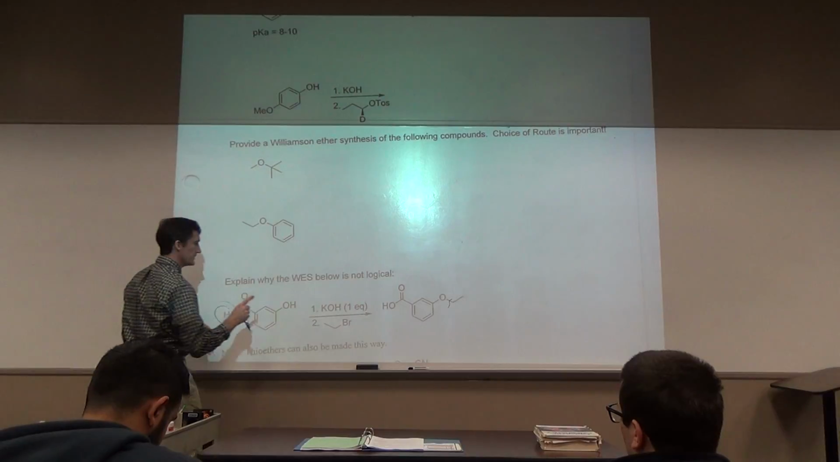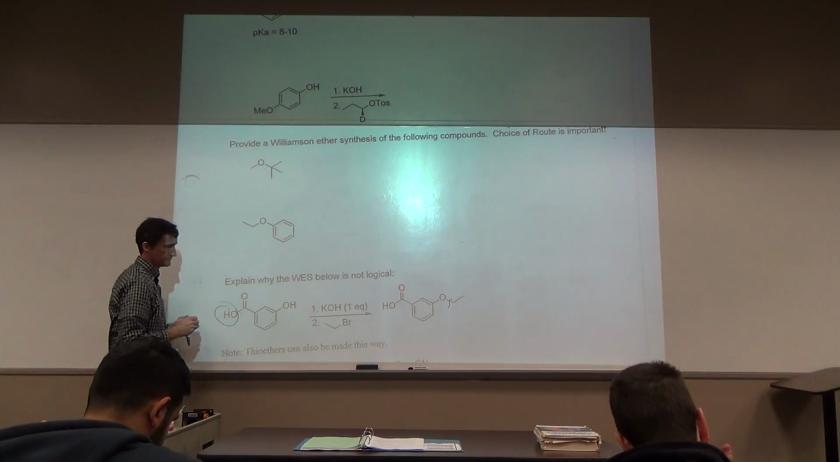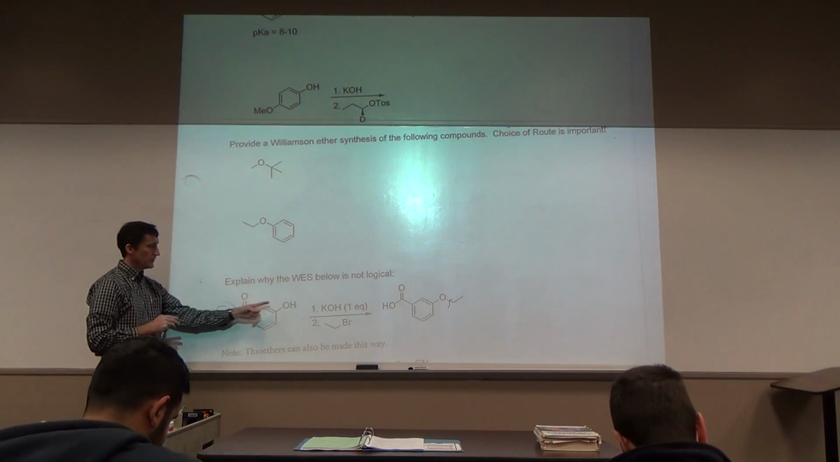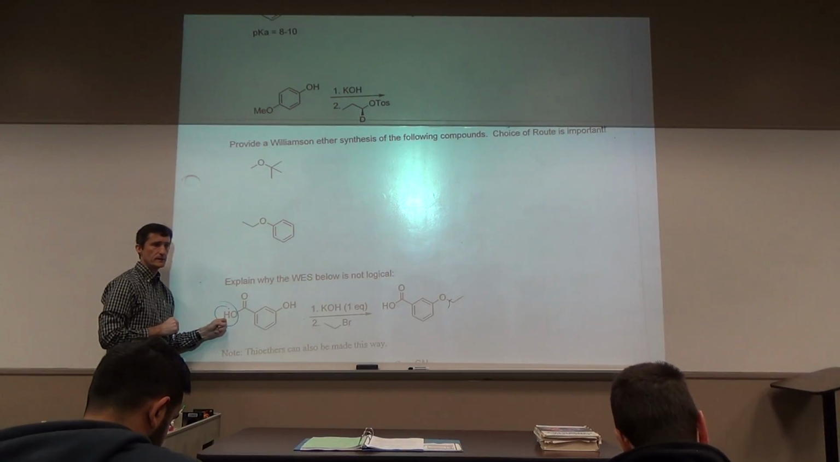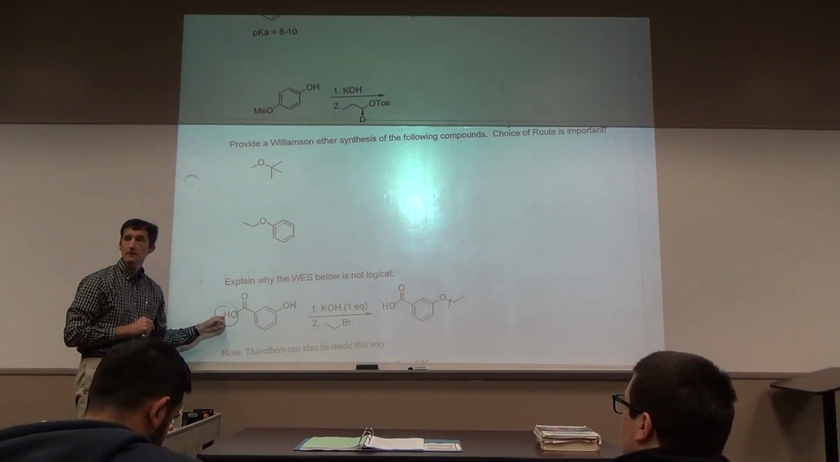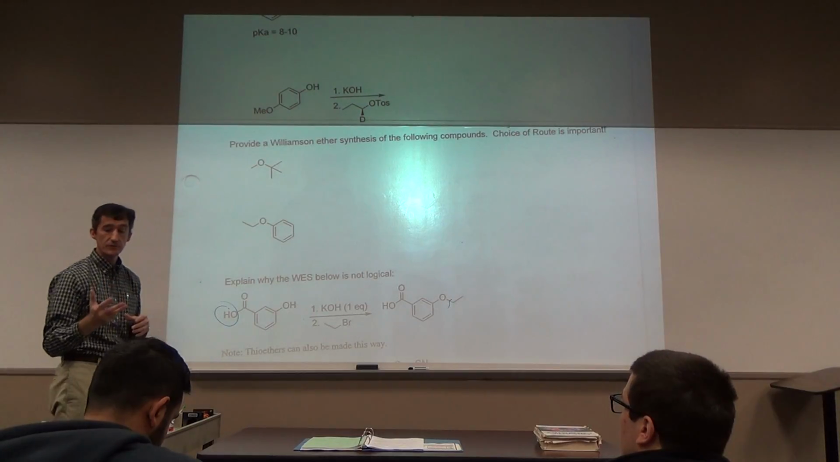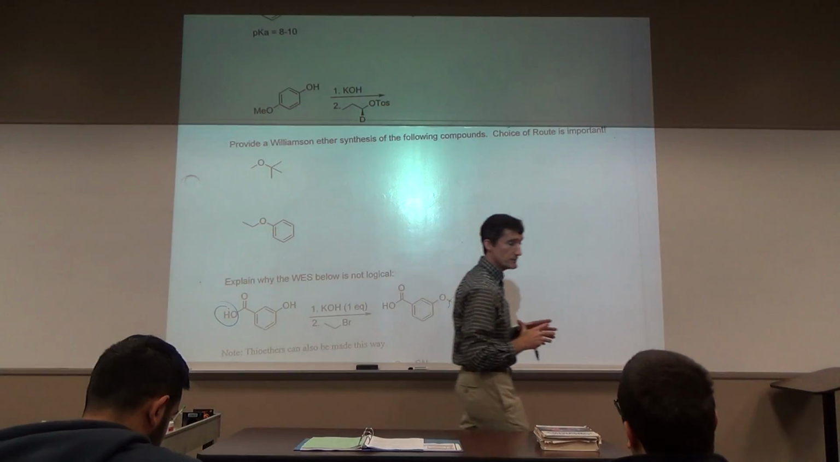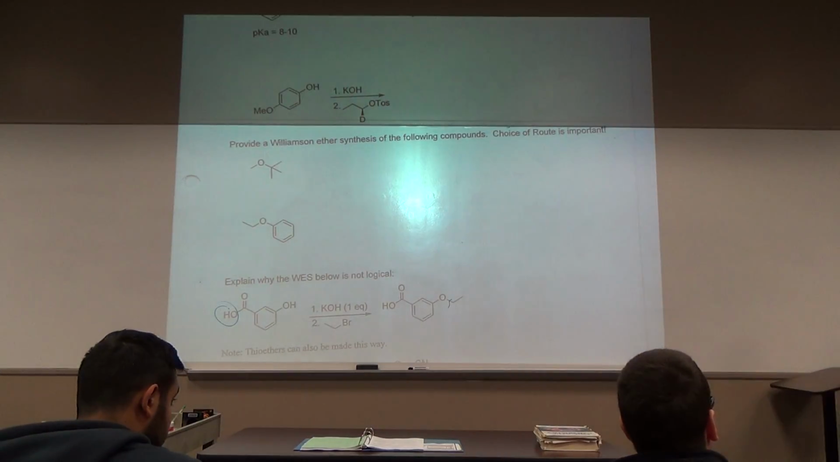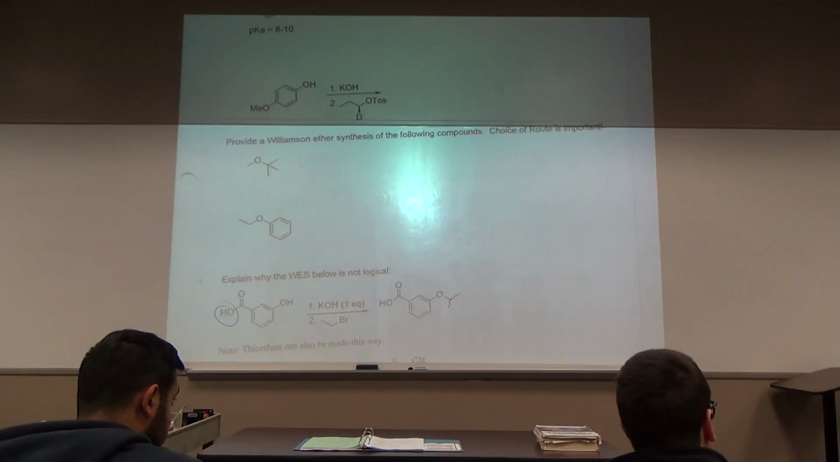So if you use one equivalent, you're going to deprotonate here. Phenol has a pKa of about 8 to 10. This has a pKa of what? About 4 to 5. pKa's are listed in the back of your lab manual. Okay. You do need to always start learning your pKa's. Alcohols, phenols, carboxylic acid.